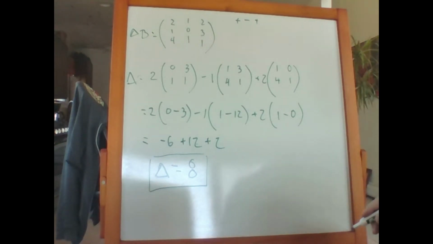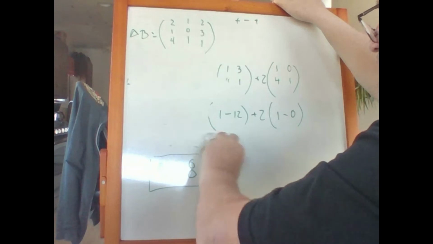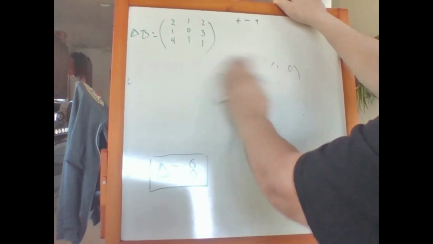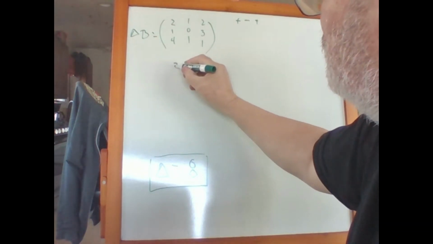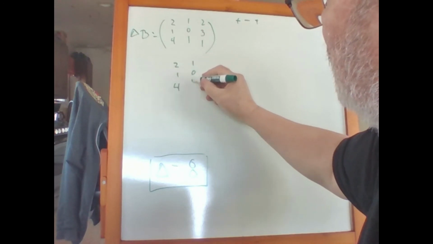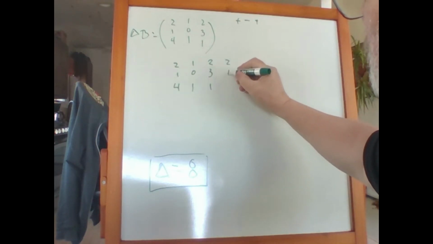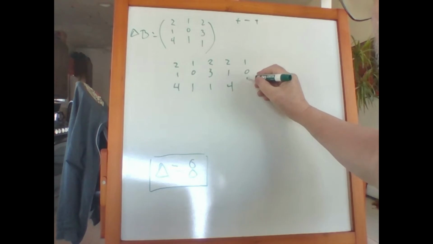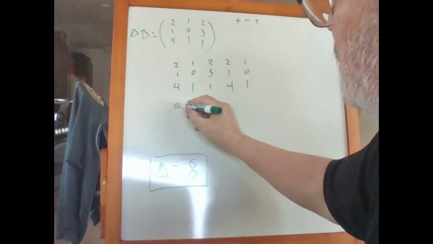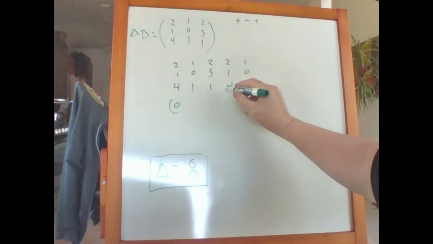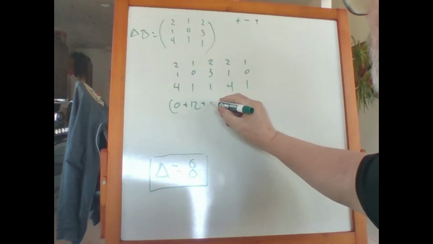Now, we could show that the answer is the same by that little trick I did. Remember, it only works for 3x3s. Don't do it for any other matrix. So we have 2, 1, 4, 1, 0, 1, 2, 3, 1. We rewrite the first two columns, 2, 1, 4, 1, 0, 1, and now we multiply diagonals. We got 2 times 0, 0. 3 times 4 is 12, and 2 times 1 is 2.